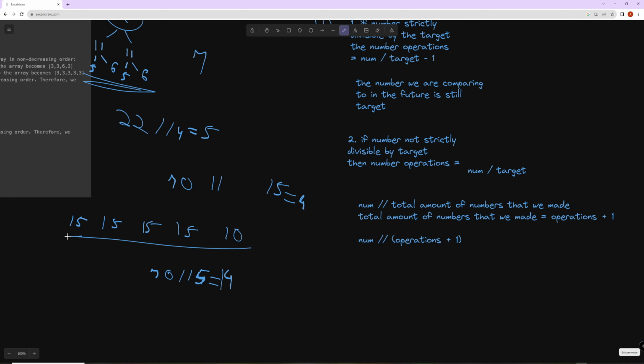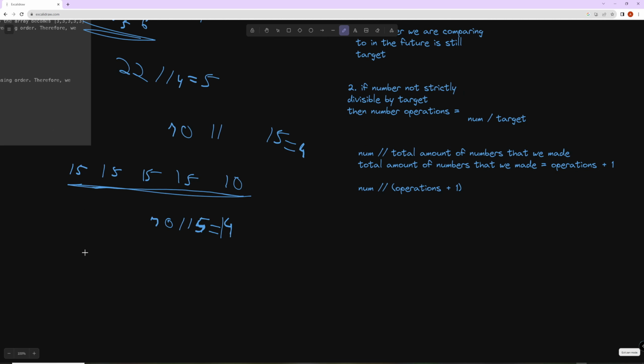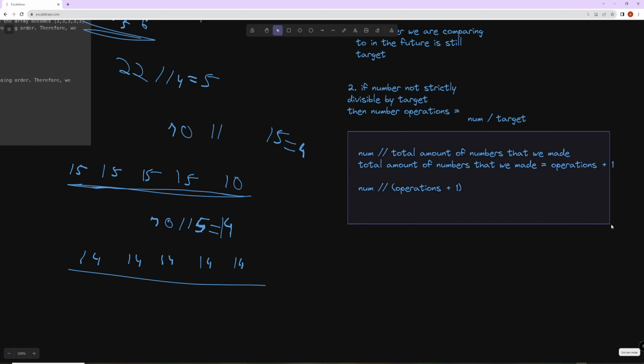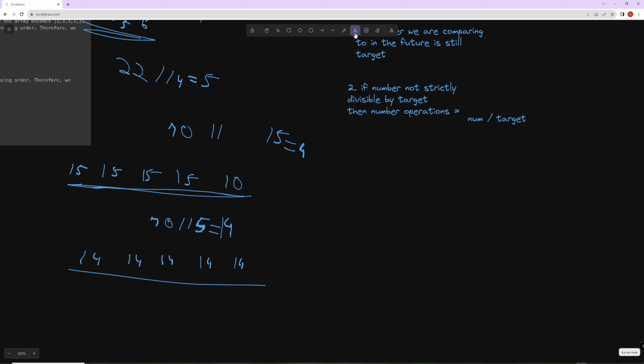And now you can see that we could have broken down this 70 into 15, 15, 15, 15, 10, but actually you want to break it down into 14, 14, 14, 14, 14, and that would make your ideal small number. So now that we know that, we can get rid of this. I think this is a little confusing. So let's get rid of this part and let's actually rewrite that.